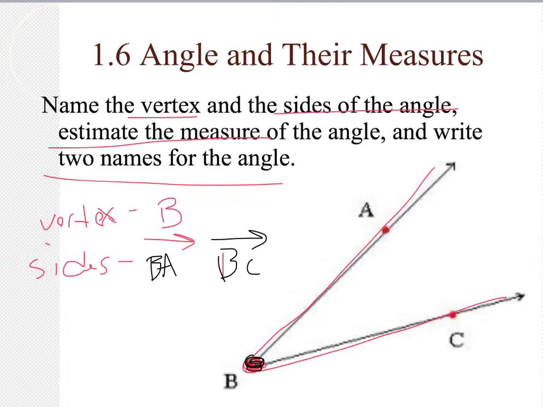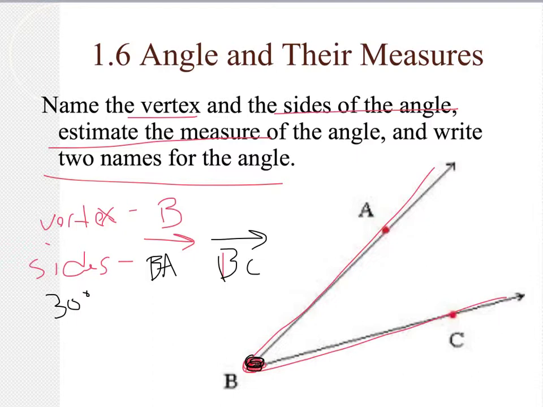Lastly, second to last, estimate the measure. If I'm looking at that measure, I'm just going to guess roughly 30 degrees, which makes it, if it's a 30-degree angle, what is it? Acute, right, obtuse, or straight? Acute, I hope you were thinking.